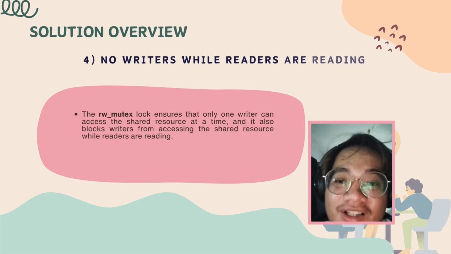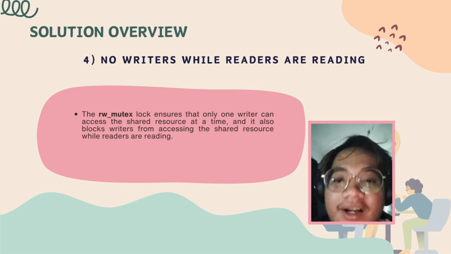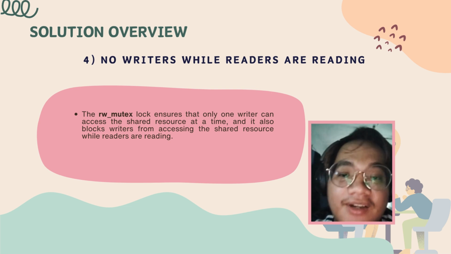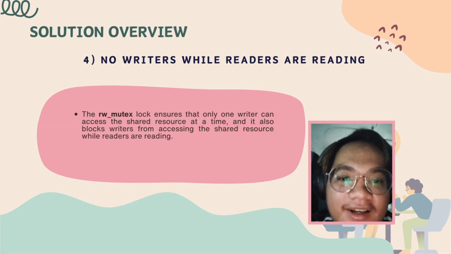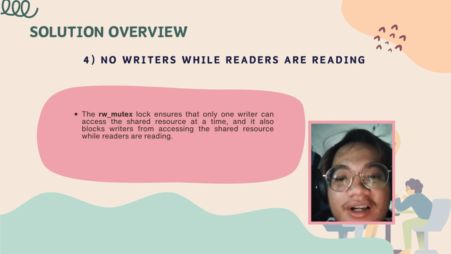The last one is no writers while readers are reading. For this, the rw mutex lock ensures that only one writer can use the shared resource at a time, and it also blocks writers from accessing the resource while readers are reading.